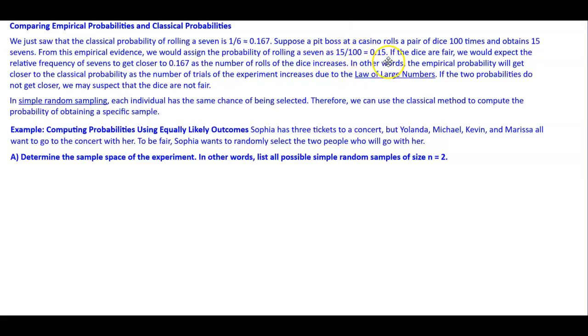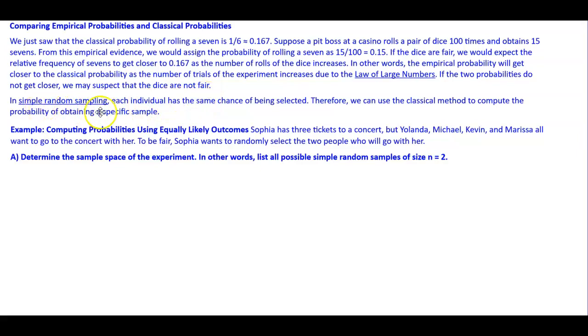Now, if the dice are fair, we would expect the relative frequency of sevens to get closer to the 0.167 as the number of rolls of the dice increases. In other words, the empirical probability will get closer to the classical probability as the number of trials of the experiment increases due to the law of large numbers. If the two probabilities do not get closer, then we may suspect that the dice are not fair.